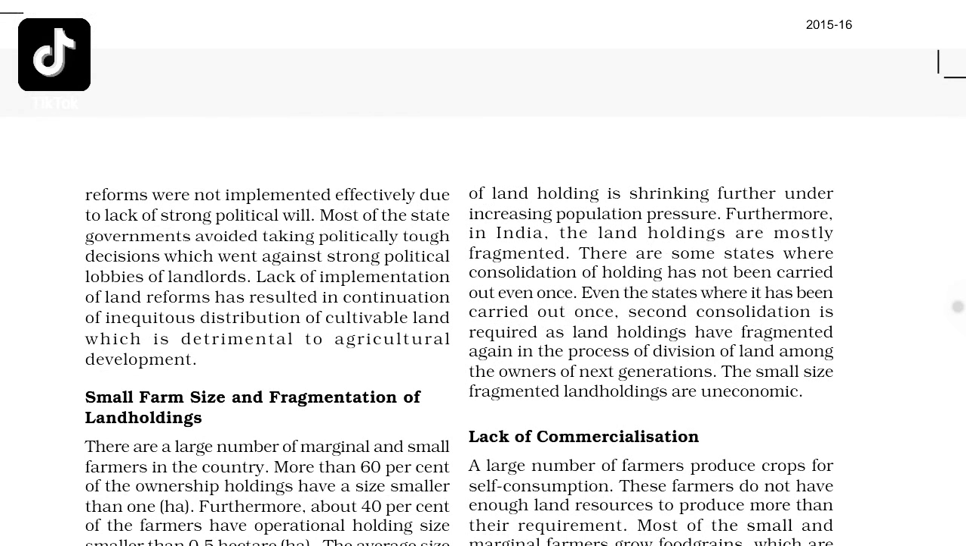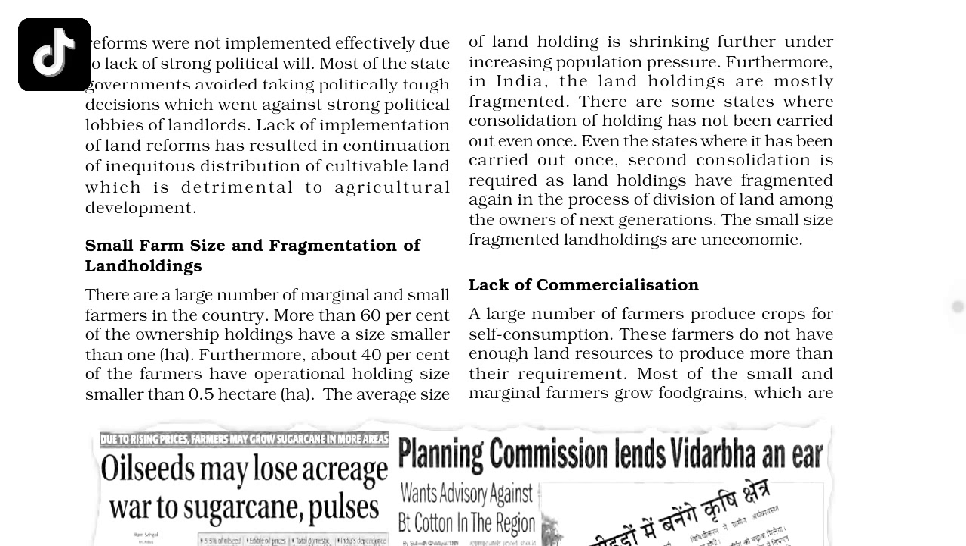Next point is small farm size and fragmentation of land holdings. Okay, so more than 60% of the farmers have land smaller than 1 hectare, and the average size is shrinking due to increase in population pressure. Now one thing that you need to mention is that because of right of inheritance, land gets divided and subdivided. Small farms are uneconomical. Okay, and land consolidation has not been carried out properly. This is the problem of small farm size and fragmentation in land holding.